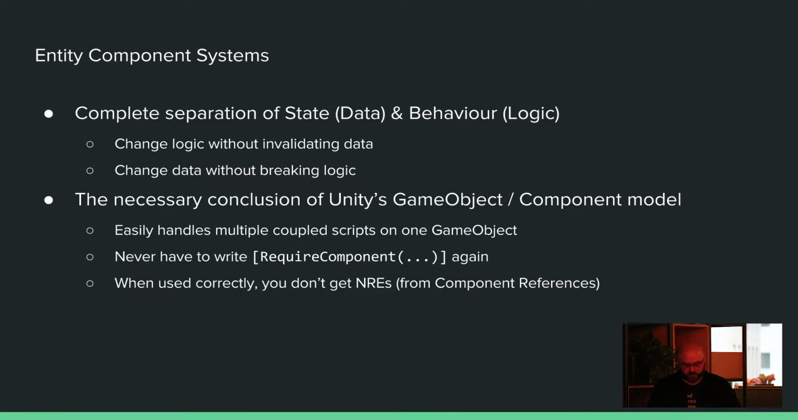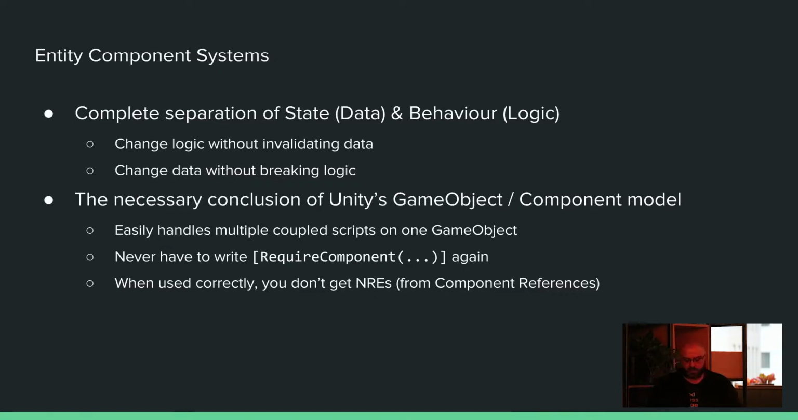In my opinion, I think ECS is the necessary conclusion of Unity's built-in game object and component model. This is because it easily handles multiple coupled scripts on one game object. So the original promise of game objects and components was just, oh, throw on a script and get this behavior for free. But if you throw on multiple scripts and each of them are updating the transform or the rigid body or whatever, or each other in their own way, they start stepping on each other's toes and it gets really hairy. One awesome thing about this is you never have to write require component again.